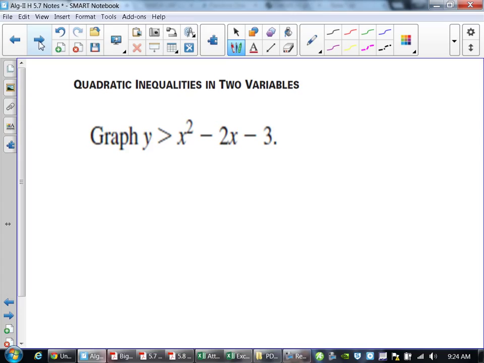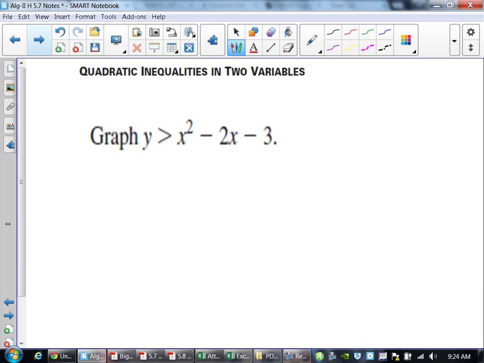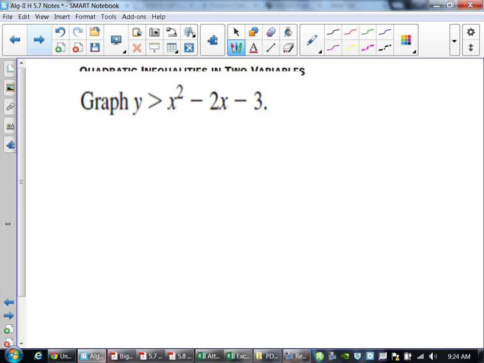So we have y is greater than x squared minus 2x minus 3. Remember, when we graphed this stuff about a week or so ago, we found the axis of symmetry first. How did you find that? You remember? It's negative b over 2a. That's where it comes from in the quadratic form.